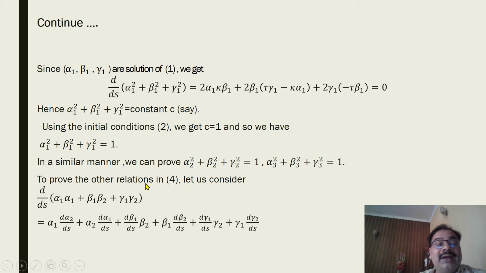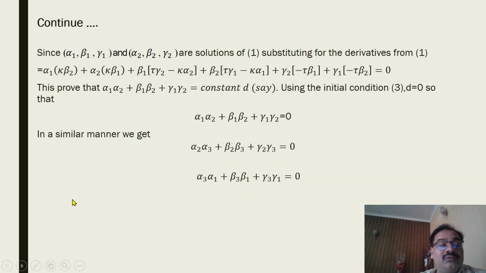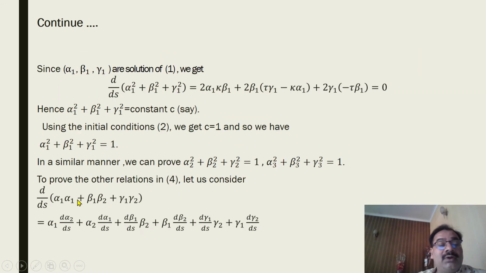To prove the other relation in 4, let us consider d by ds of alpha 1 alpha 2 plus beta 1 beta 2 plus gamma 1 gamma 2. After differentiation we will get alpha 1 d alpha 2 by ds plus alpha 2 d alpha 1 by ds plus d beta 1 by ds beta 2 plus beta 1 d beta 2 by ds plus d gamma 1 by ds gamma 2 plus gamma 1 d gamma 2 by ds.